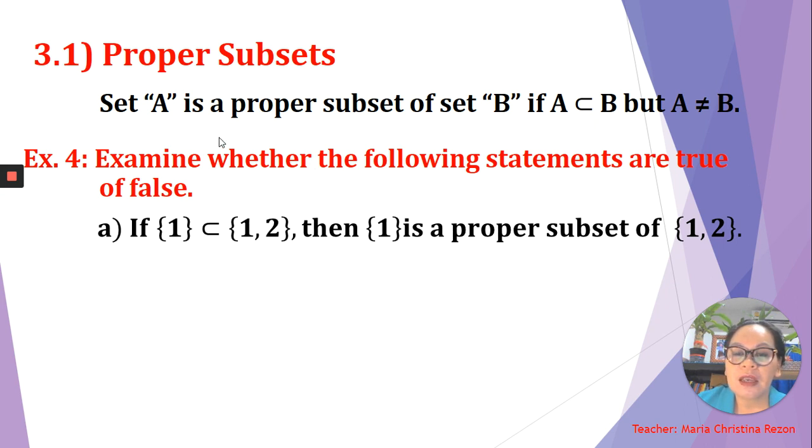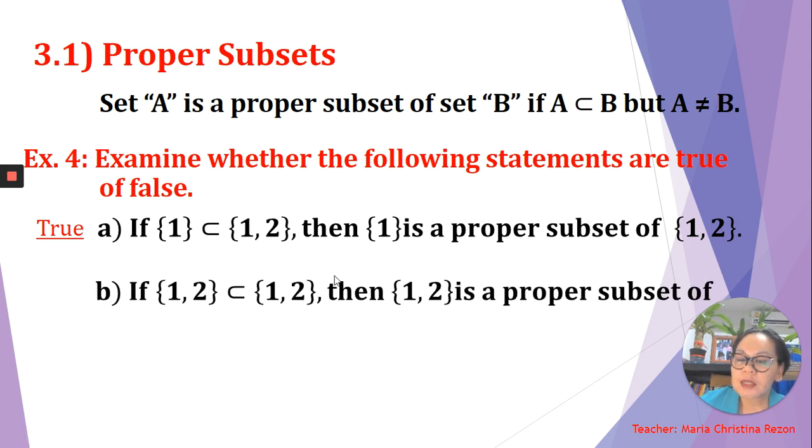Now it says here it is a proper subset if a set A, for example, is a subset of B. Now, the subsets of set {1, 2} are the null set, set {1}, and set {1, 2}. So therefore, since it's a subset, and they are not equal, this statement is true. Then let's have the second statement.